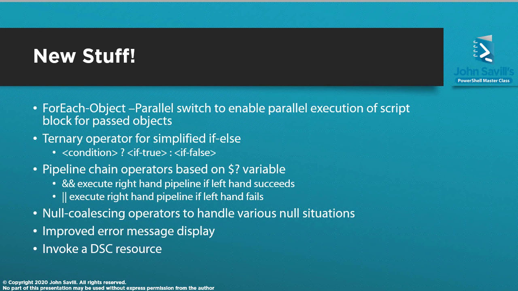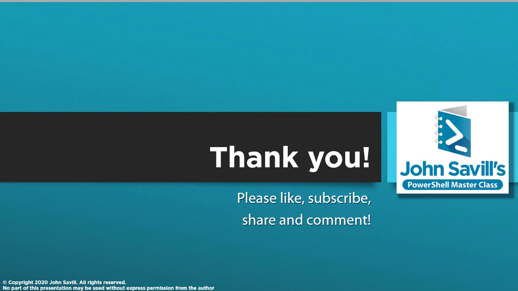And finally, there is some experimental DSC resource capability. It's not the full scope of DSC. I don't have access to a local configuration manager, but at least I can start applying DSC now to resources. So I hope this was useful. This was just really going through what's there in PowerShell 7.